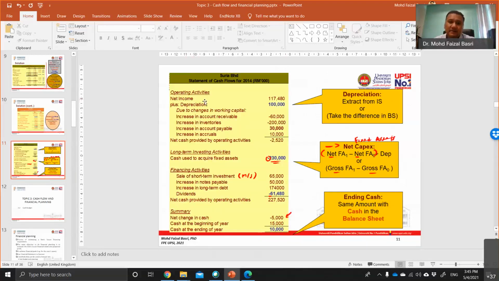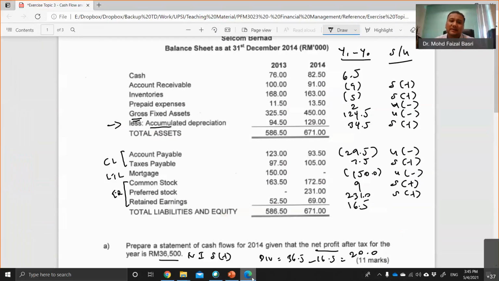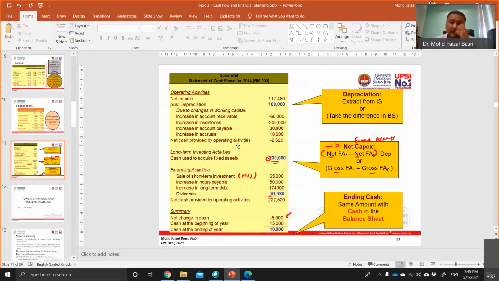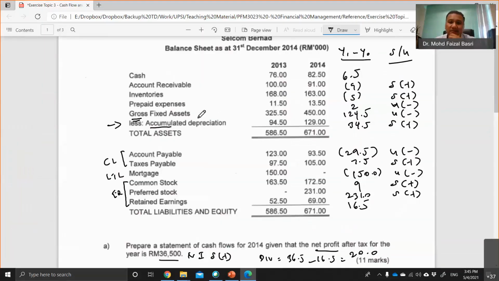It starts with net income plus depreciation, then all the relevant changes in working capital. Don't worry about increase or decrease, just put accounts receivable, inventories, prepaid expenses, accounts payable, taxes payable, with the amount and the sign, whether to add or minus. Then find the net cash from operating activities. For net capital expenditure, we have gross, so we minus the gross fixed assets, 124.5.